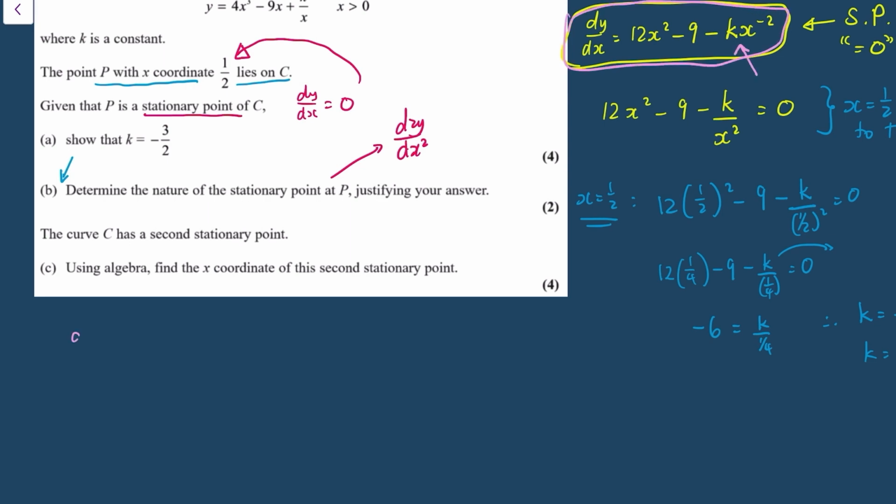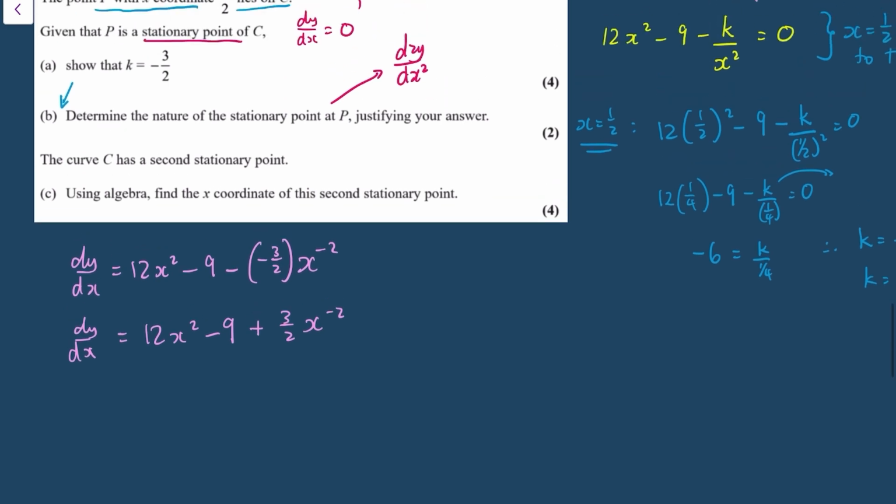So I'm going to write dy by dx with my k value subbed in. Minus negative 3 over 2 x to the minus 2. I'm just going to simplify this. 12x squared minus 9, and that becomes plus 3 over 2 x to the minus 2.